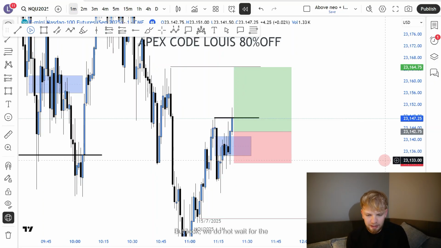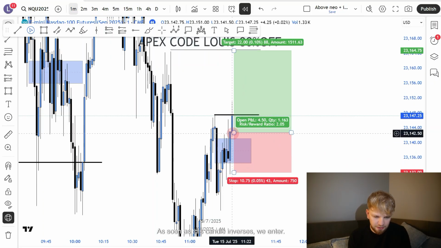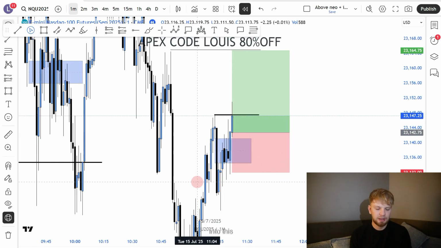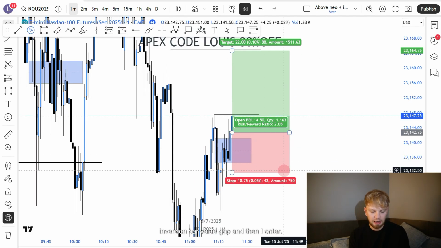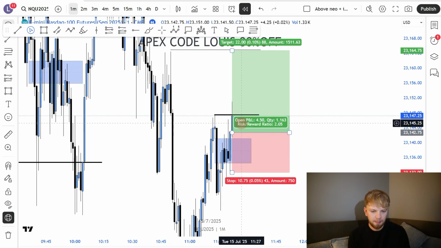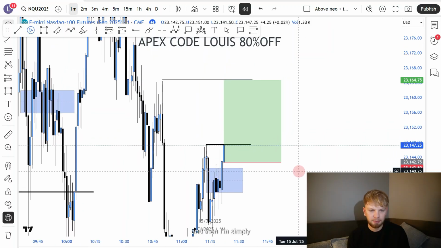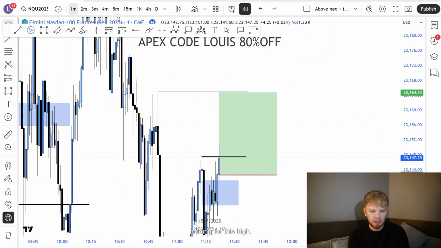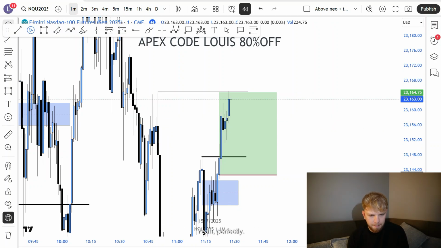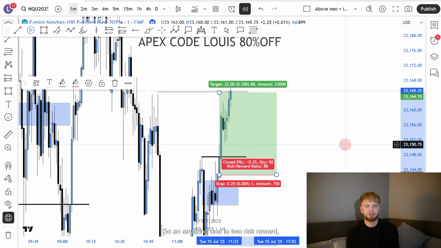But look, we do not wait for the retracement. As soon as this candle inverses, we enter. I do not wait for price action to come back down into this inversion fair value gap and then enter. No, I enter as soon as we get the candle close. My stop loss is already at break even now, and then I'm simply holding for this high. This has over a 1 to 2 risk to reward, and look at that displacement, and then we end up taking that high out, I believe. Yeah, perfectly. So yeah, an amazing 1 to 2 risk to reward, literally using fair value gaps and liquidity.